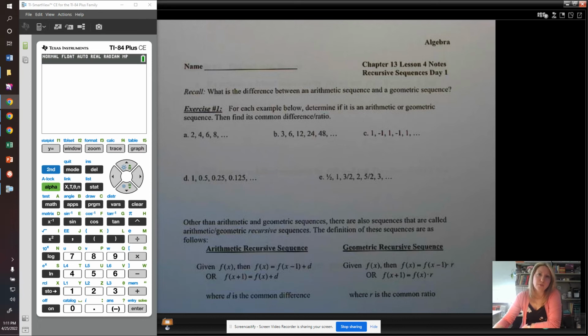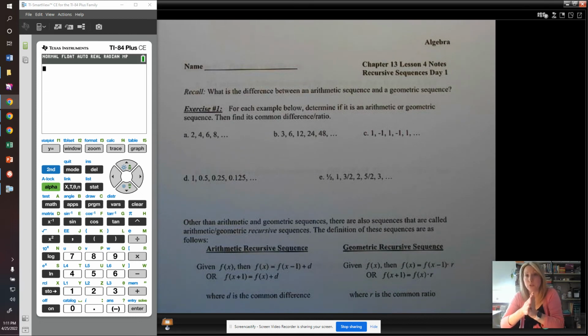Welcome to your Chapter 13, Lesson 4, Day 1 notes. So today we're going to start talking about those recursive sequences that we had mentioned are the final type of sequence we need to analyze.